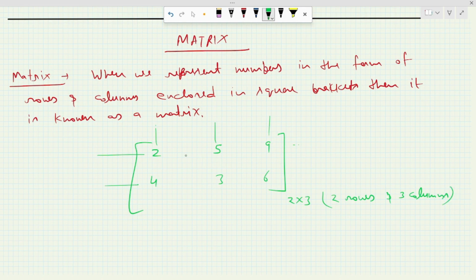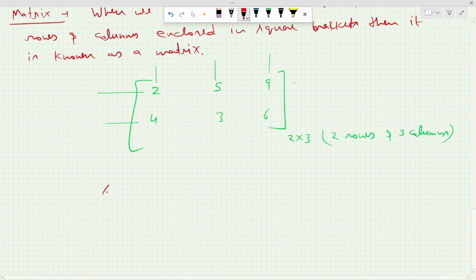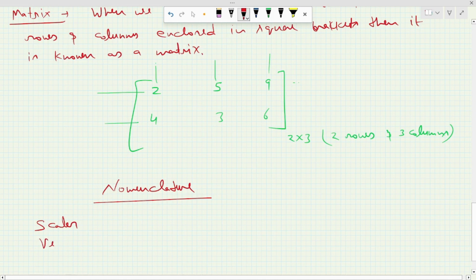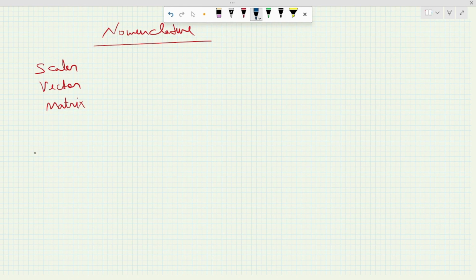Now, to understand more on the matrix, we have to understand a few nomenclature. So let's discuss them. We have something known as scalar, we have something known as vector, and then we have something known as matrix. So let's understand the difference between them. What is a scalar, what is a vector, and what is a matrix? Now, first of all, any real number is a scalar value.